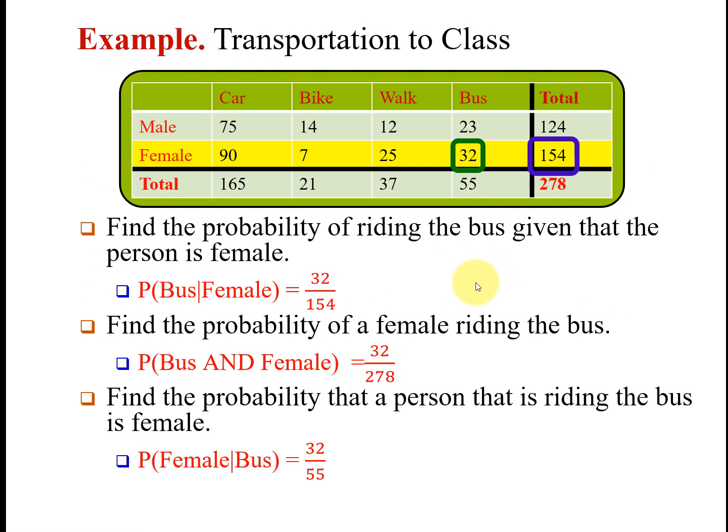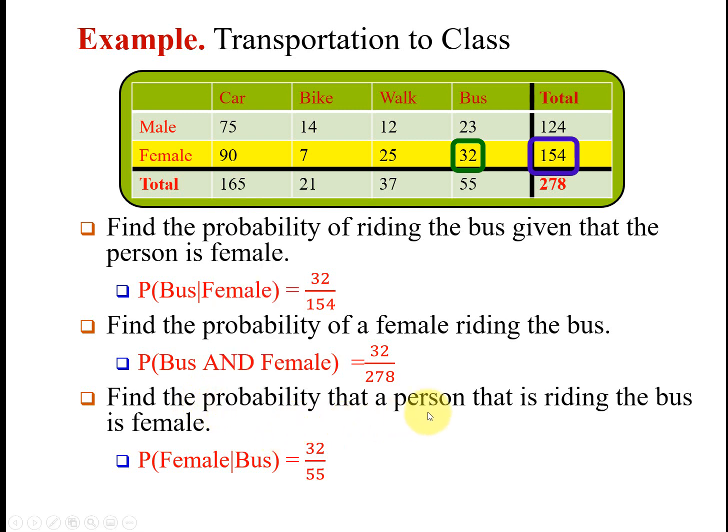So find the probability of a female riding the bus. Well, we can see that that's right there, 32 divided by 278. Notice how that's different than this. This part comes from the denominator right here, and that's just the total number of people.